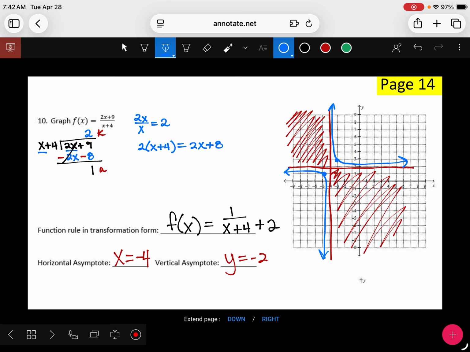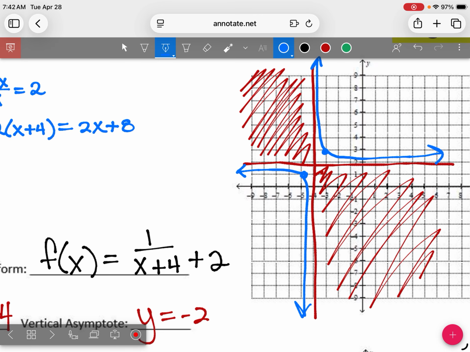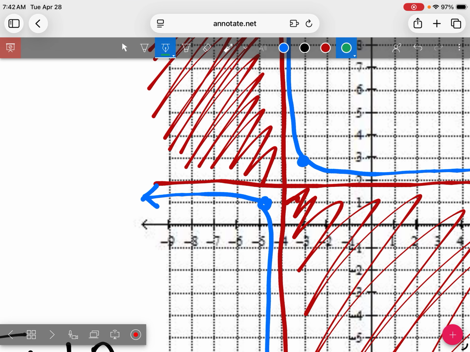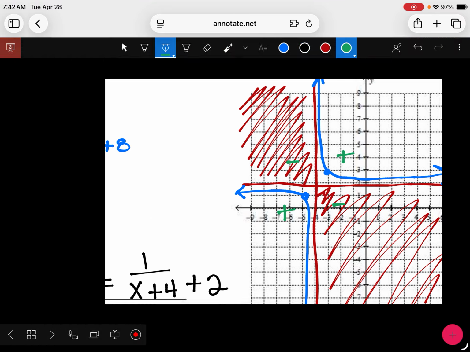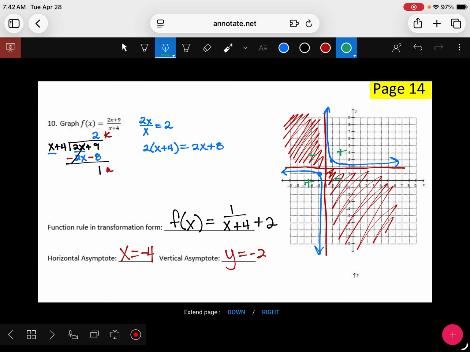Yes. How do you know what side is constant? Okay, so your A value determines that. So positive sides are positive, positive, and this is negative, negative. That's how you know. Good question. All right, let's move on to the next one.